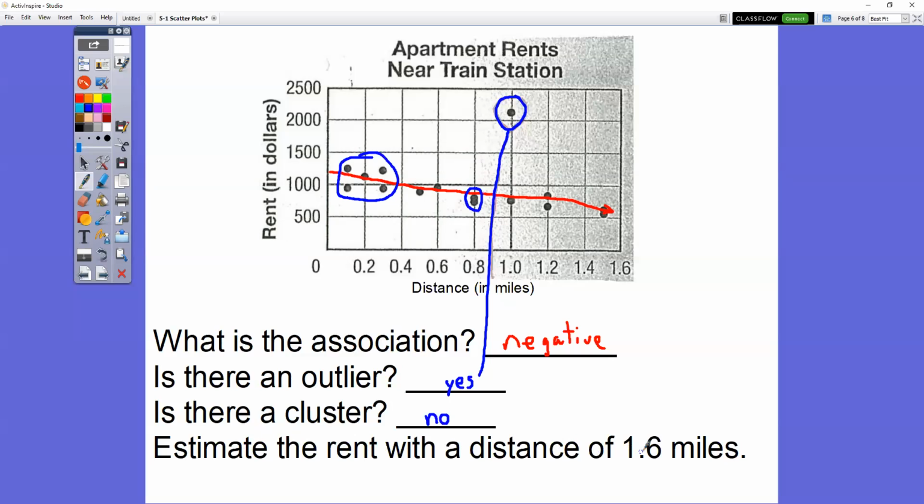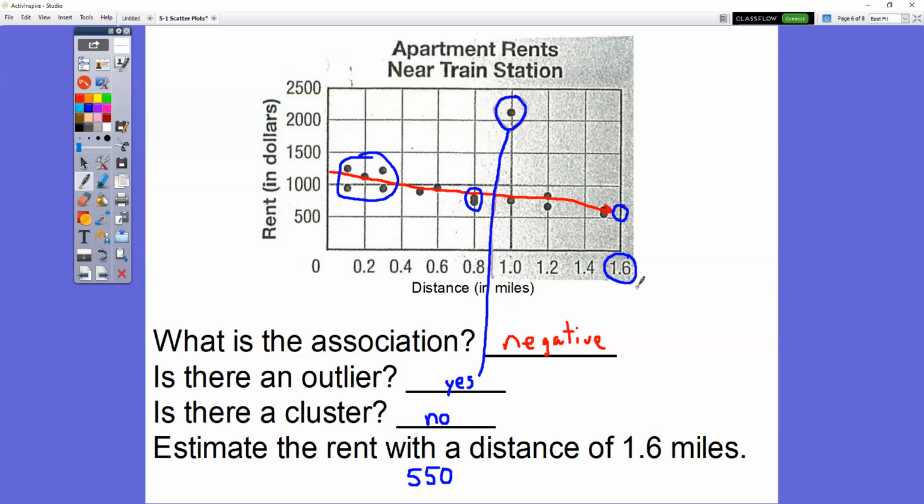Make an estimate with a distance of 1.6. If I go over to where 1.6 is, where do you think that next dot for 1.6 would be? Well, I would say that it would be somewhere right in here. So what is that really at? I would say probably the best answer would be something like 550. Could you say 500 and be correct?